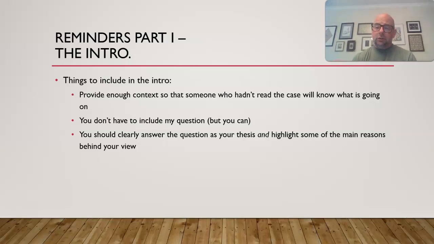You don't need to include the question that I asked about the case, but it's actually fine if you do that. So you could say, here's some background. This leads to the following question, and you could just act like you're coming up with that question. And then you can literally say, I would answer this question the following way. And that's your thesis. Now, remember that you always want to highlight some of the main reasons behind your view. And I'll give you an example of this when I go through the actual cases themselves. But you don't want to just say, my opinion is that you should do X, but you should do X for reasons A and B, right?